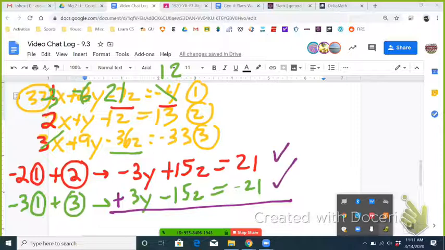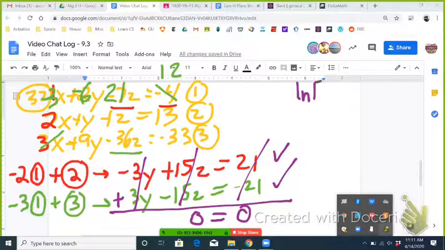Now when I go to eliminate y, which I could do by just adding these equations because they already have opposite coefficients, z also eliminates. So I get 0 on the left side, and then 21 plus negative 21 gives me 0 on the right side. 0 equals 0, so that tells me there's infinite solutions. Alright, so now I have to express these solutions in terms of x, y, or z.